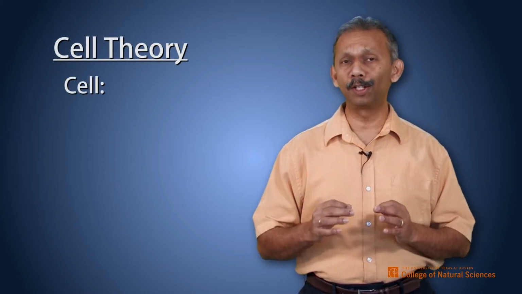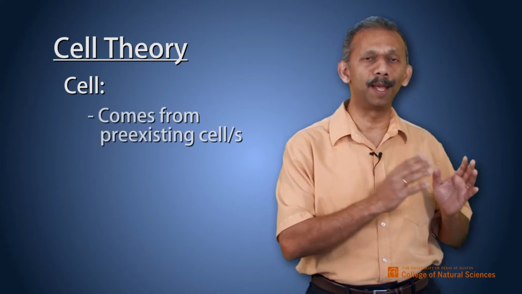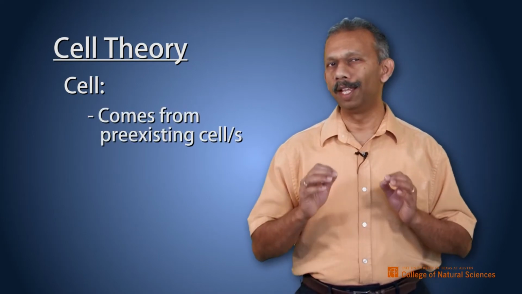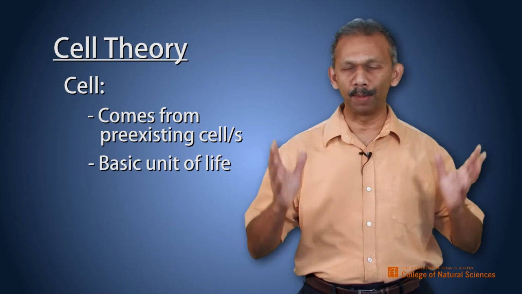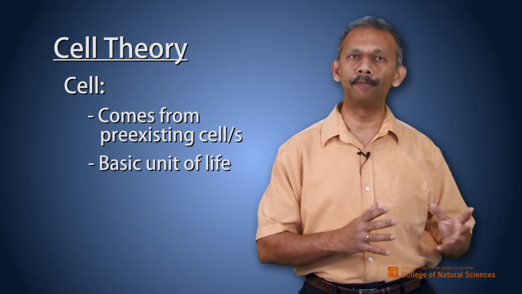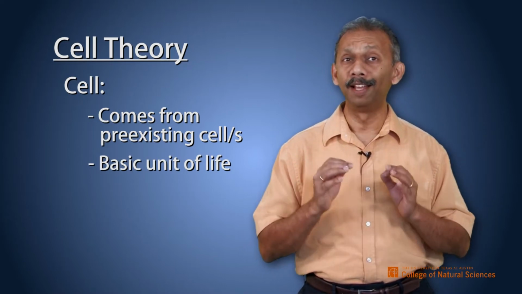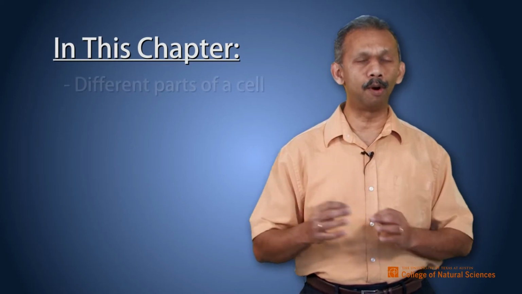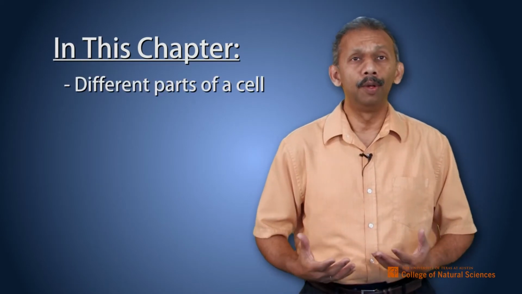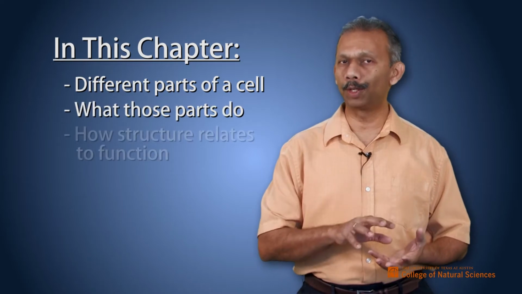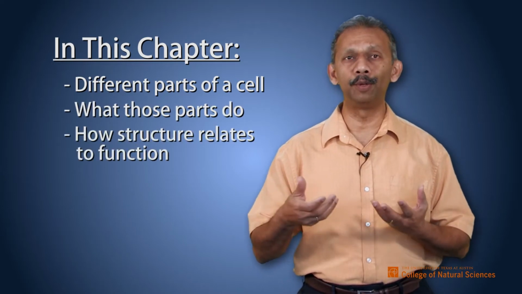So it is what is defined or described in cell theory. The living organisms or a cell always come from a pre-existing cell. The unit of life, whether it's a big tree or an elephant or a simple bacterium, the unit is a cell. So that is also a part of the cell theory. So in this chapter, we are going to look at the different parts of the cell and what they do. We need to understand how the structure of each component relates to its function.